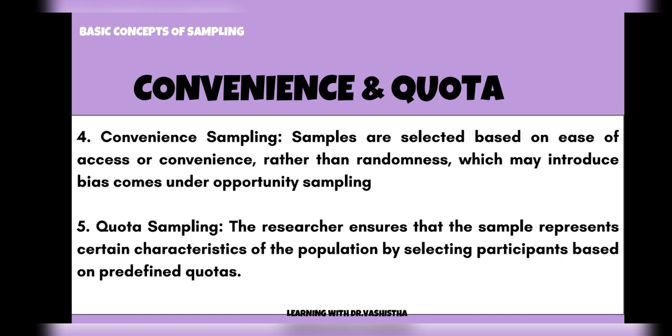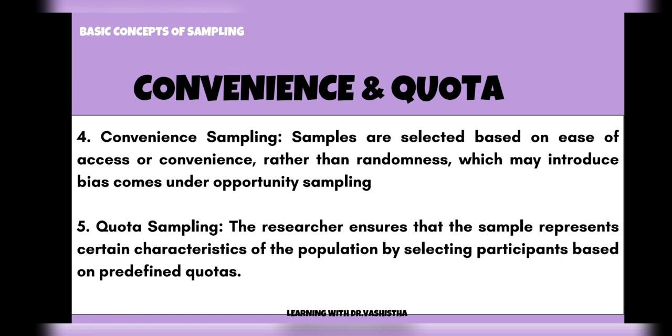Further, under the types of sampling, the 2 others come, which are convenience and quota sampling. So convenience sampling, as the name suggests, here the sample is not taken randomly, rather it's based on the access or the convenience to the population from which the sample is being taken out. But this might result in certain biases.